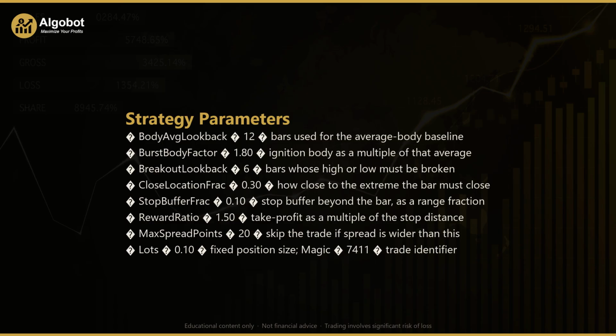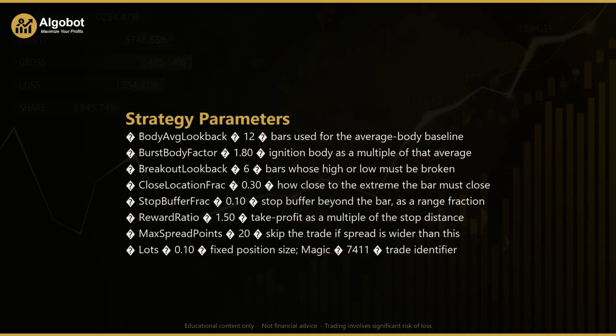Let's go through every setting you can adjust. The body average look back, defaulting to 12, decides how many prior bars define the recent average body. A larger number gives a smoother, slower baseline, while a smaller one reacts faster to recent volatility. Next is the burst body factor, set to 1.8. This is the heart of the strategy.